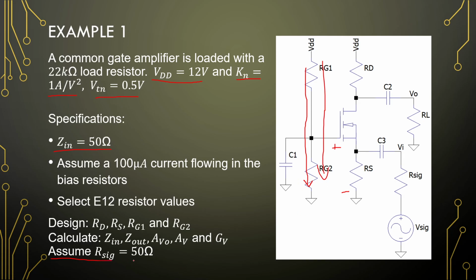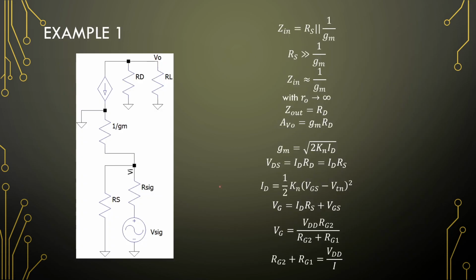Okay. Assumption: signal resistor of 50 ohms, and nothing was said about RD, so we can just go with standard maximum swing design. But R sig being 50 ohms means that we have matched input impedance and input load, so already the gain will halve right here at the beginning. So let's jump into our design.